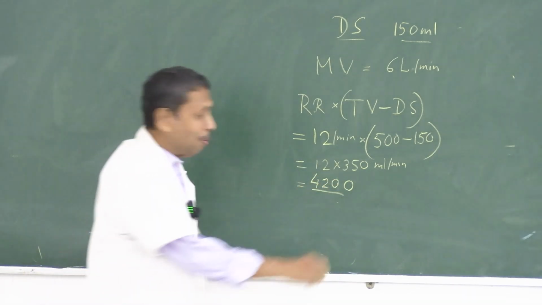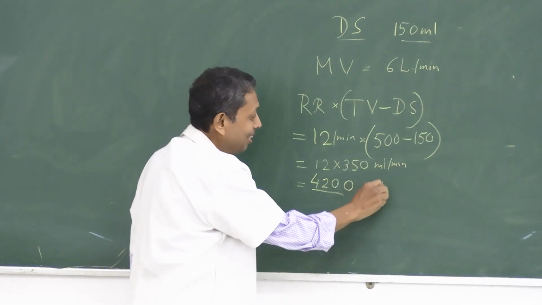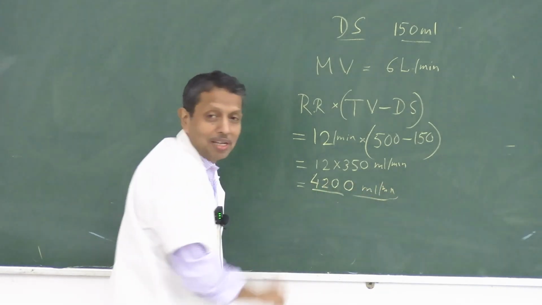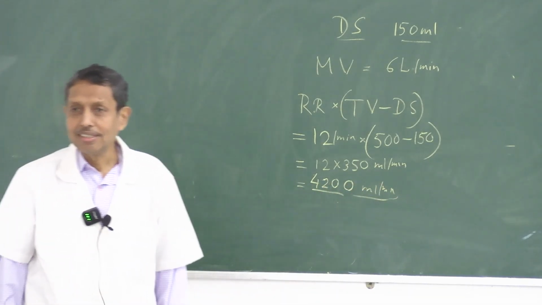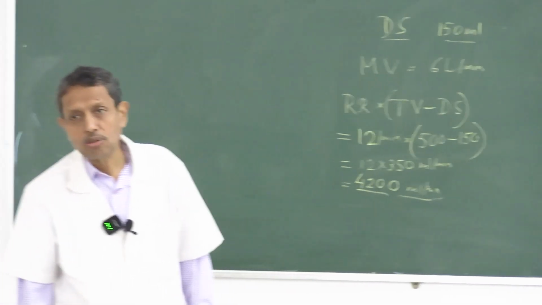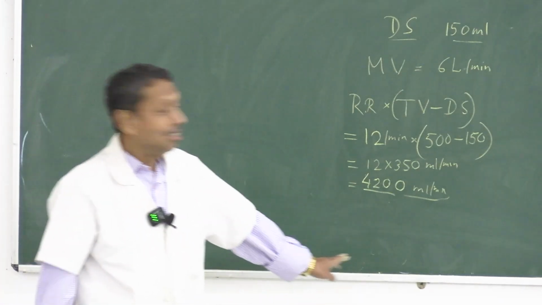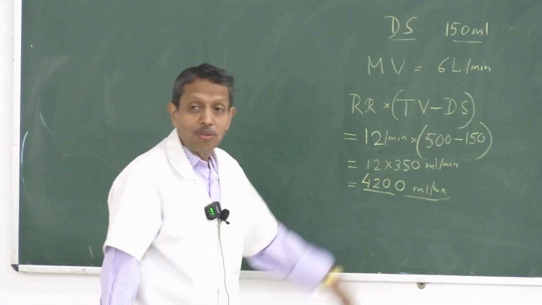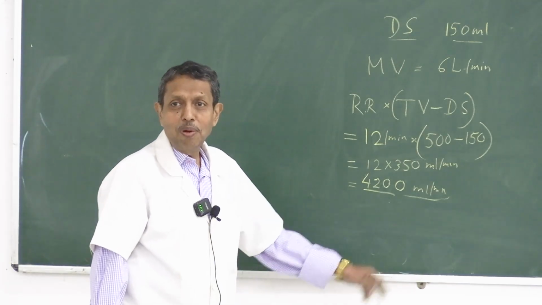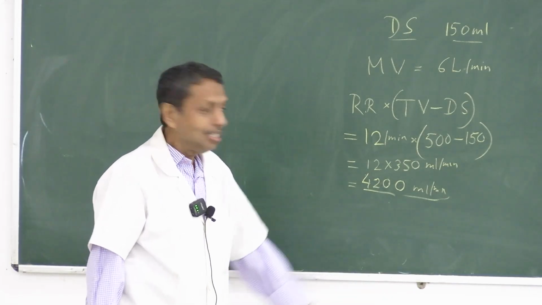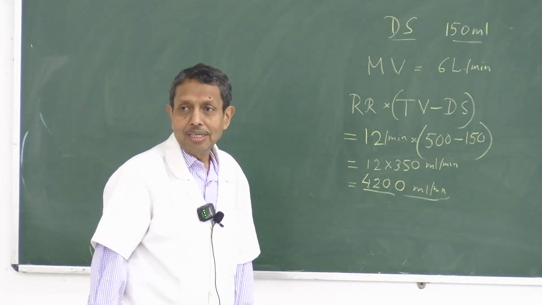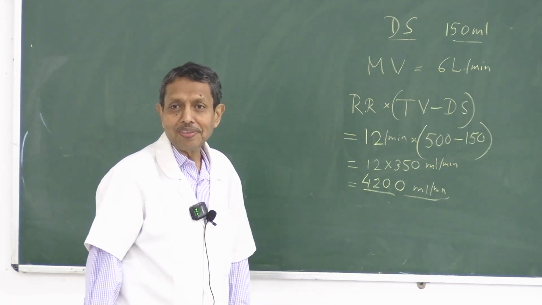ml per minute. This is the alveolar ventilation. 4200 ml per minute is the normal alveolar ventilation, and it is the effective ventilation, that is, for the exchange.